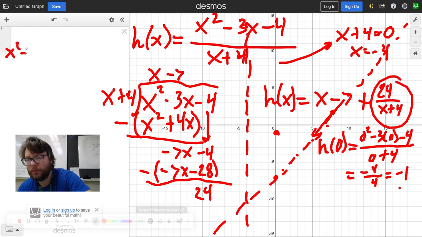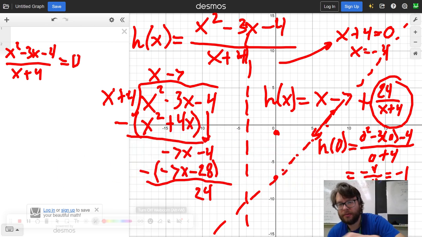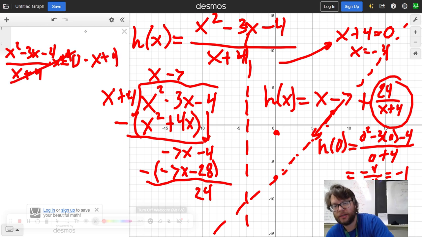Now, if I set my equation equal to 0, let's do that over here. I'm setting a whole fraction equal to 0, and it looks kind of hard. I know a lot of people don't like fractions. Well, if you don't like fractions, let's get rid of it. How do you get rid of a fraction? You multiply by x plus 4. And if you multiply by x plus 4, it just cancels the fraction, and 0 times x plus 4 is just 0.